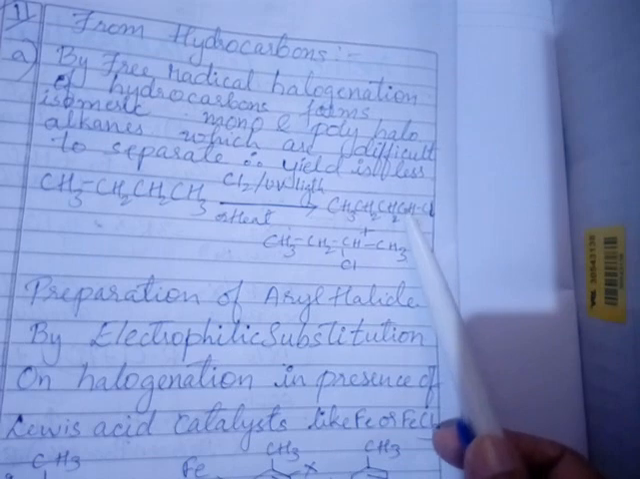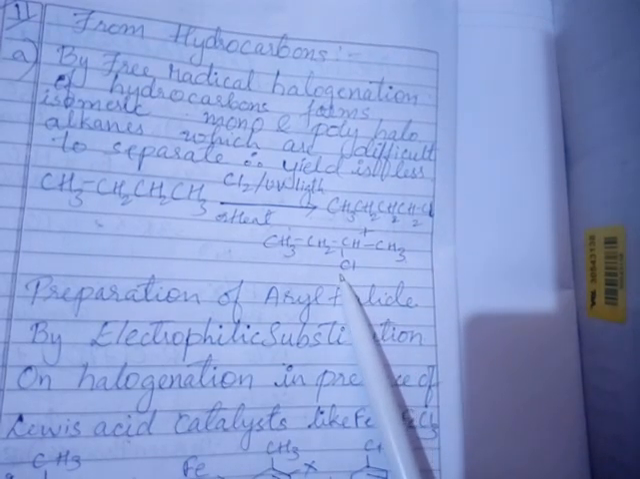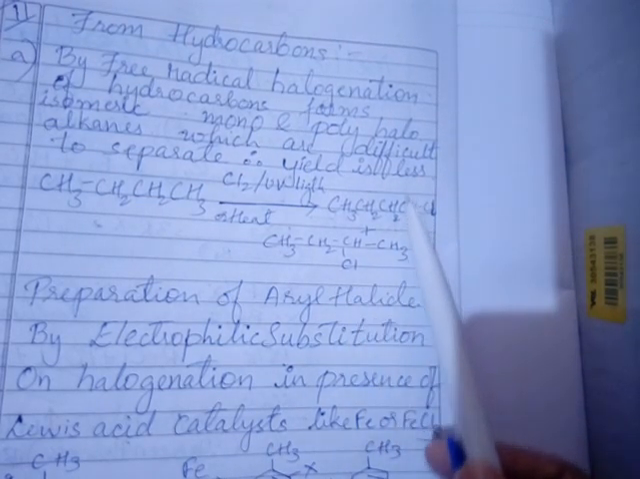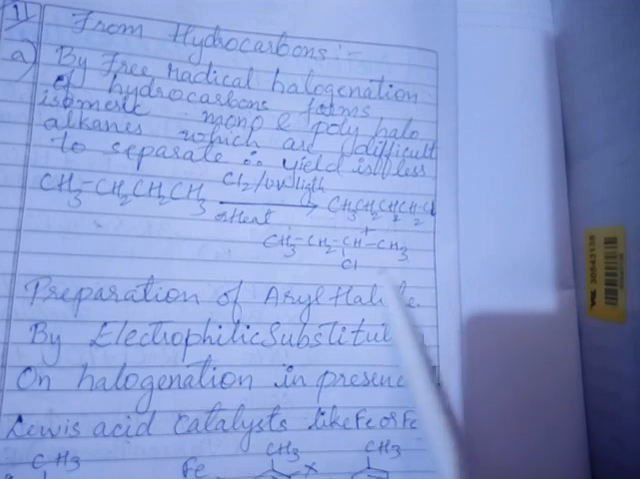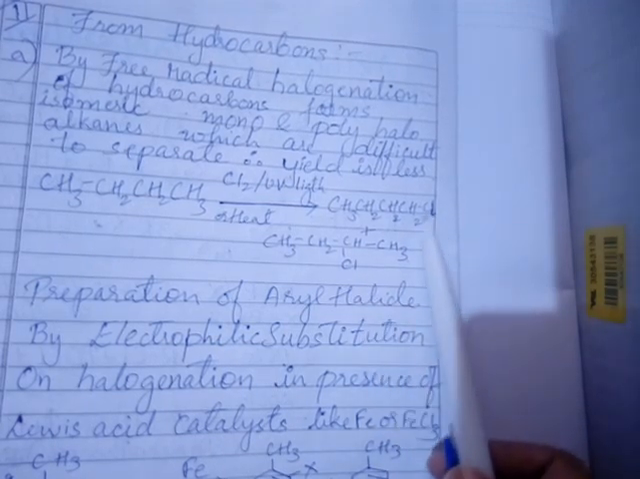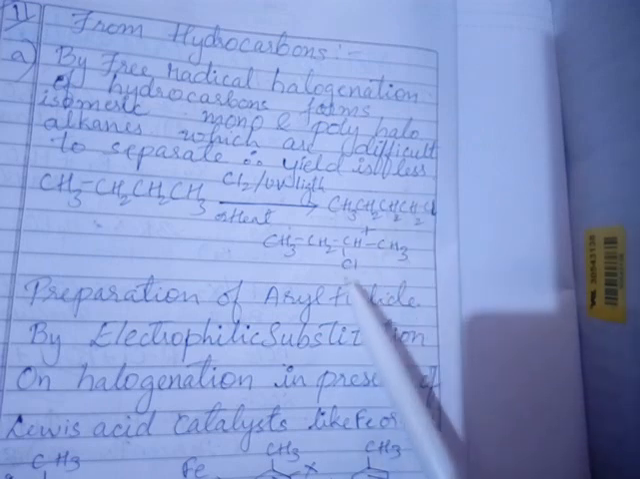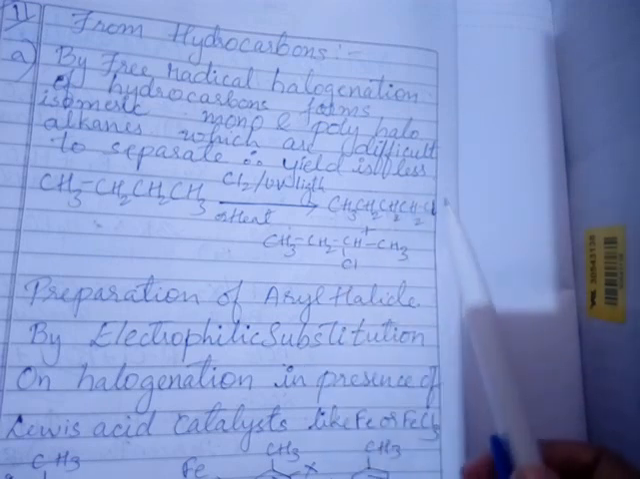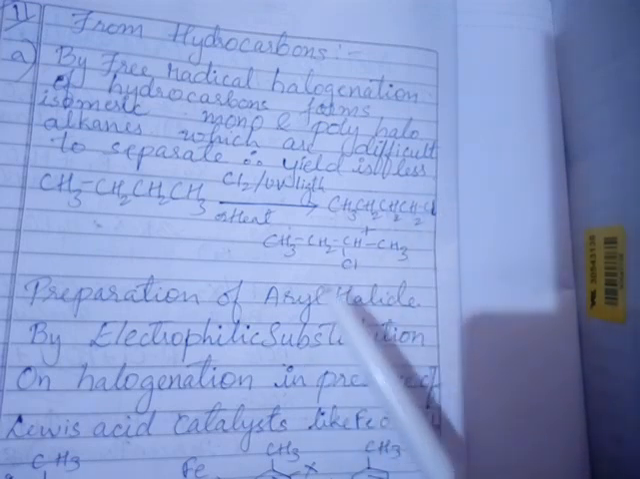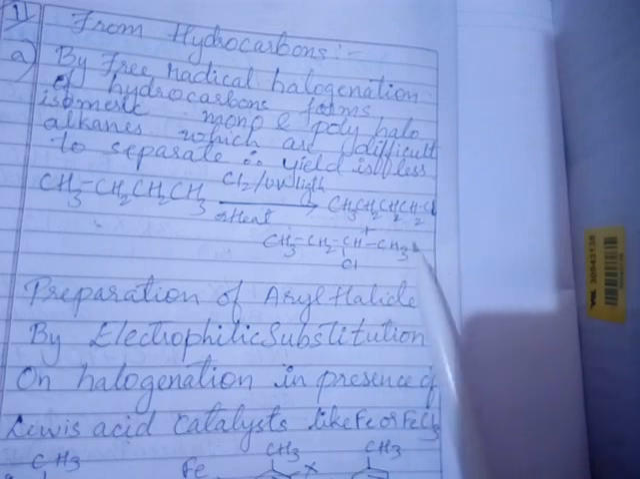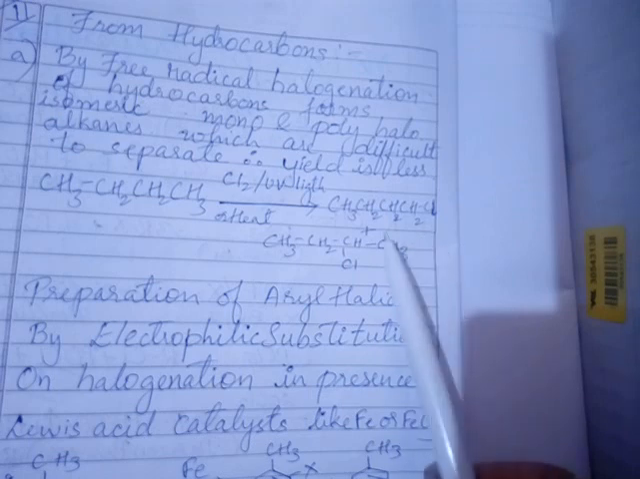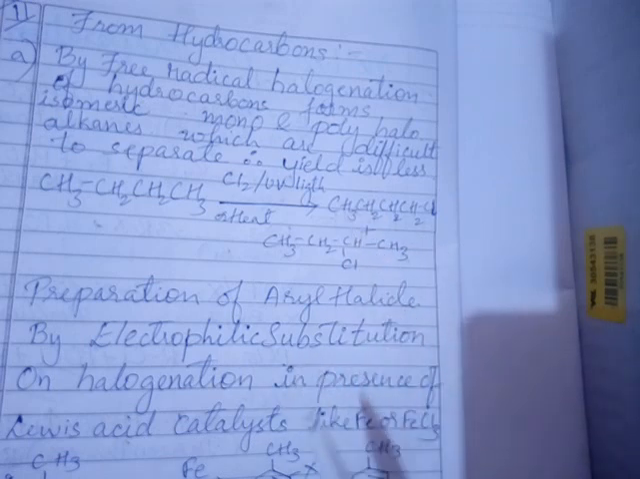2-chlorobutane. So 1-chlorobutane and 2-chlorobutane are formed. These two are isomers. Both of them are isomers having the same molecular formula but different structural formula, so they are structural isomers. But they differ in quantity, melting point and boiling point, the yield is very less and they are difficult to separate. So let us go for the next method of preparation.